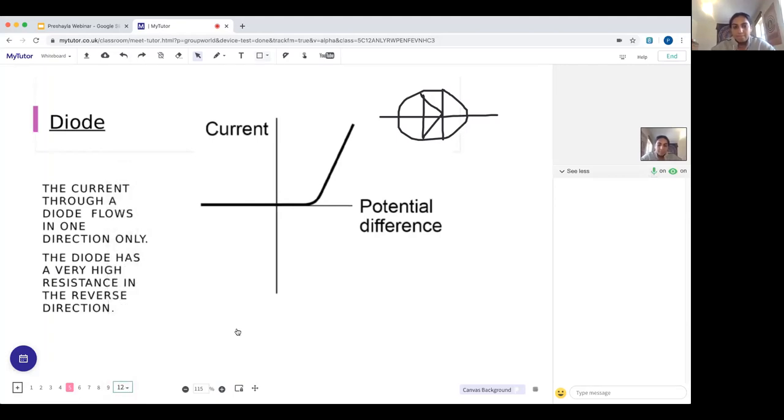Cool. And if we take one last question and then maybe go through another question, a paper question. This last question is, which is better, a fuse or a circuit breaker? It really depends on what appliance you have.